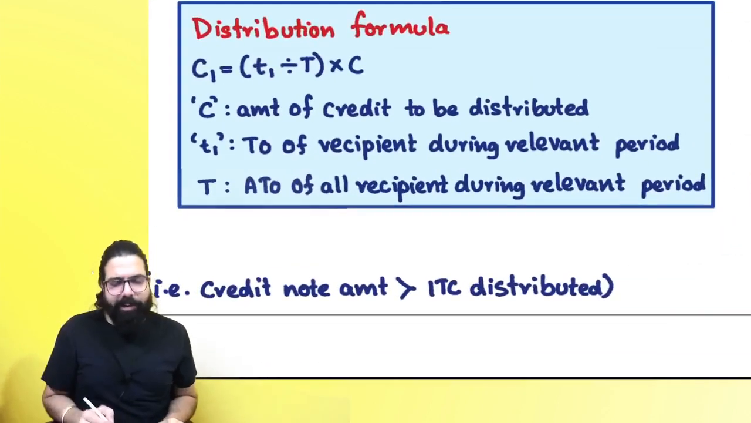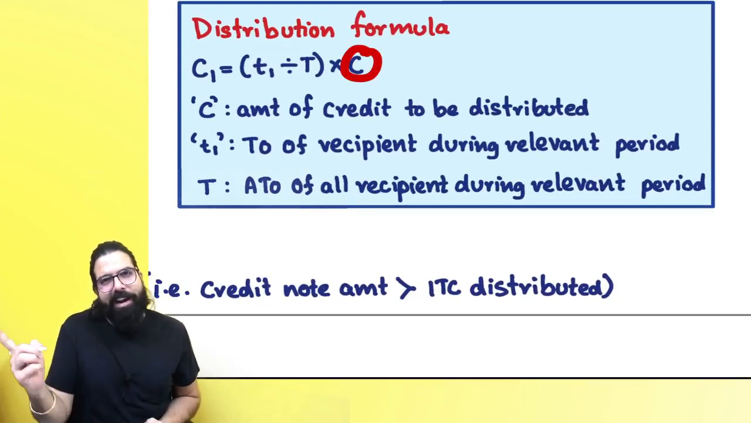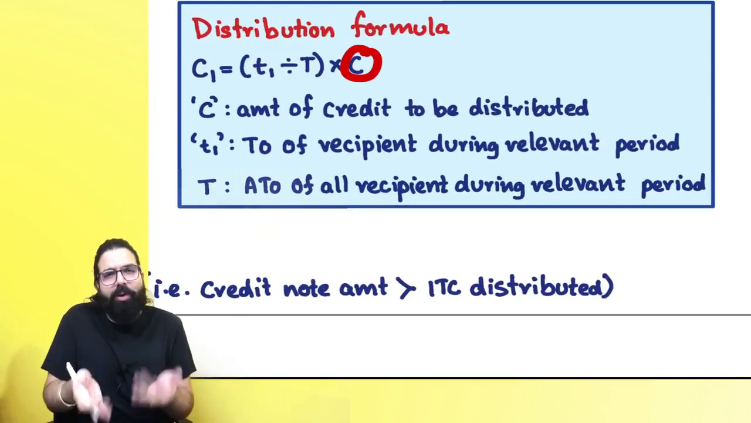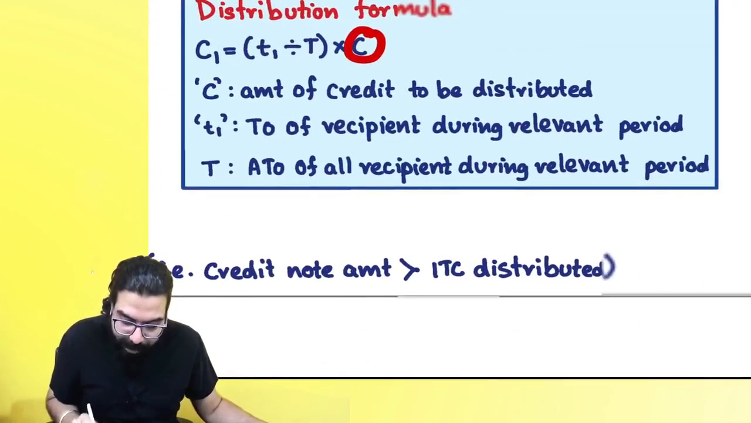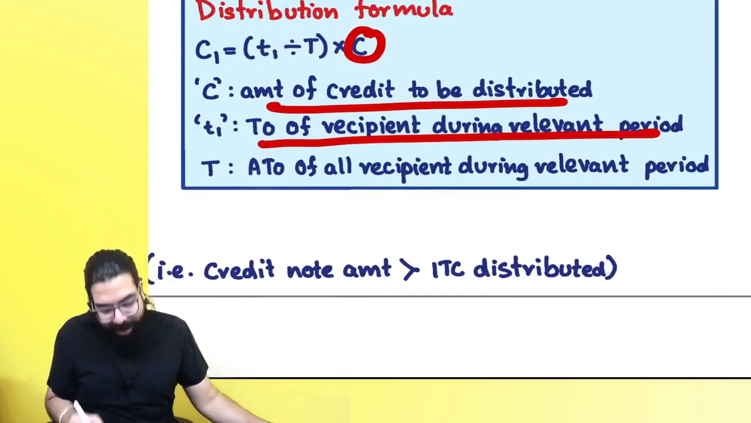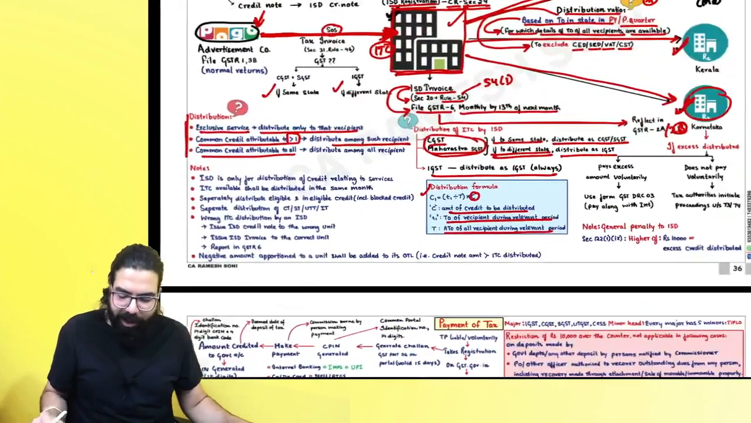Sir, how will we distribute? C is the total amount of credit to be distributed. Total credit multiplied by one branch's turnover divided by all branches' turnover. Sir, amount of credit to be distributed multiplied by turnover of the recipient and then divided by aggregate turnover of all the recipients. This is the distribution formula.